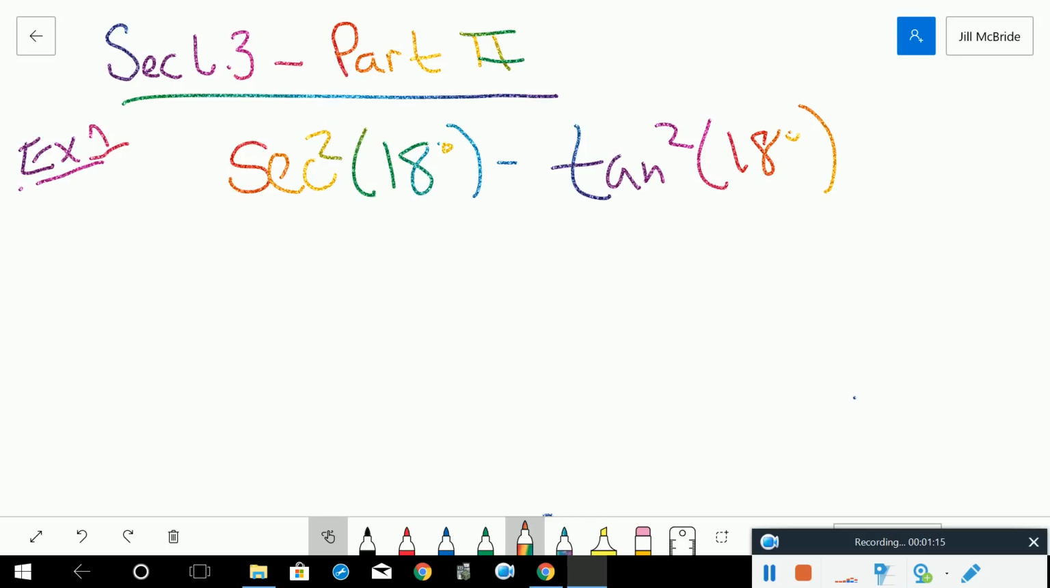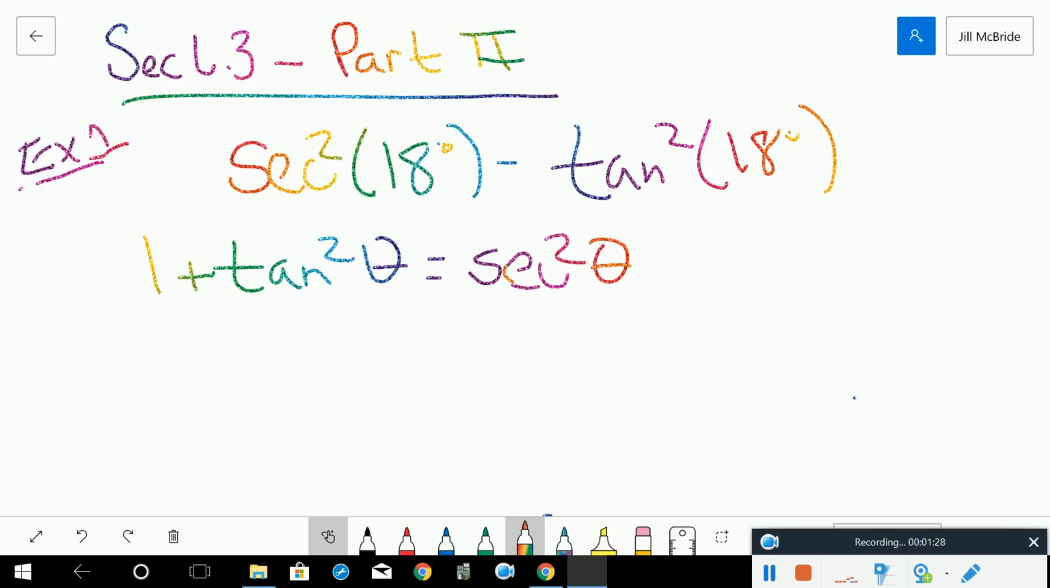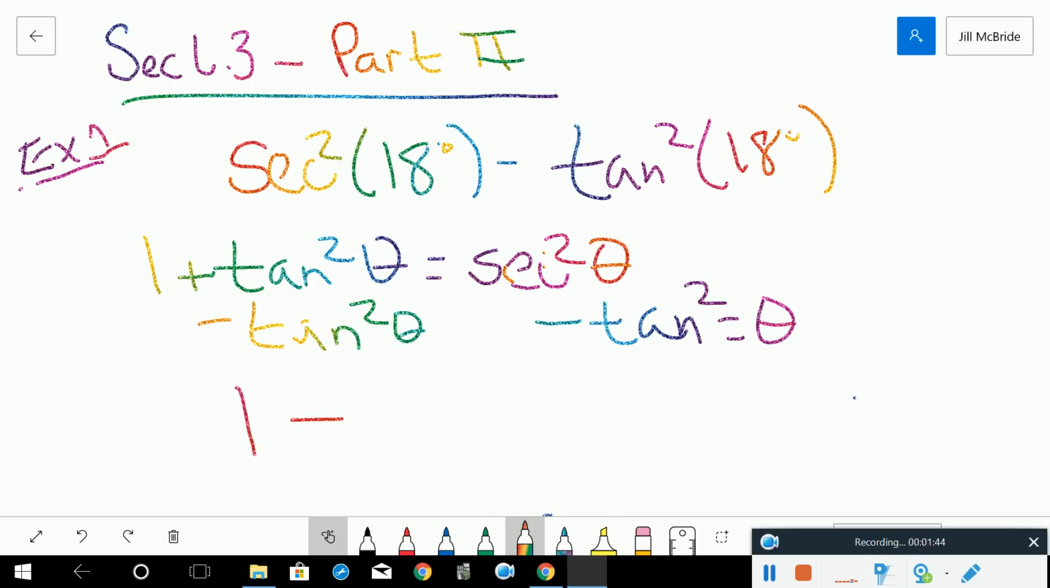Remember back to the beginning of the lesson, we had an identity that said this: 1 plus the tangent squared of any angle equals the secant squared of that angle. Okay? So if I decided to rearrange this equation and subtract the tangent squared from both sides of the equation, I would get 1 equals the secant squared of theta minus the tangent squared of theta.